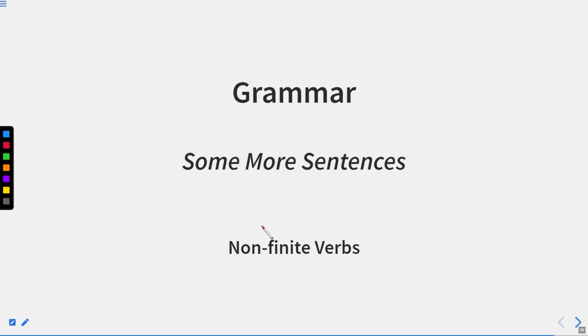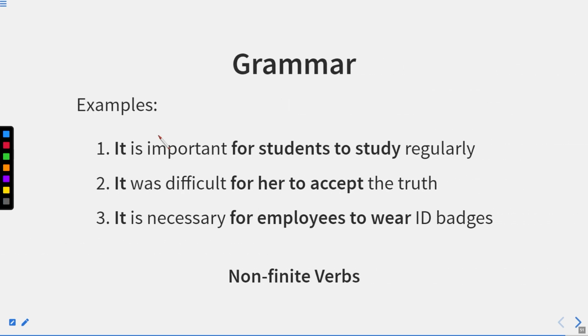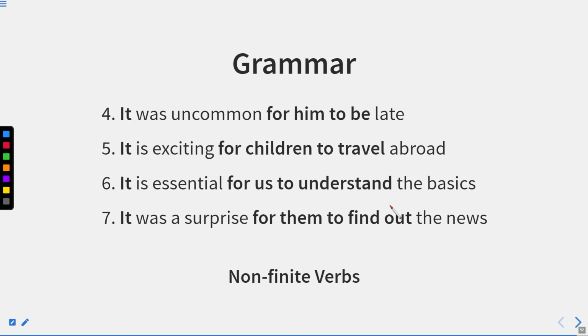Here we are going to read some more sentences about infinitives. Examples: it is important for students to study. So it is important for whom? For the students to study regularly. It was difficult for her to accept the truth. So to accept is an infinitive. It is necessary for employees to wear ID badges. So this is an infinitive. It was uncommon for him to be late. So it is for plus object.